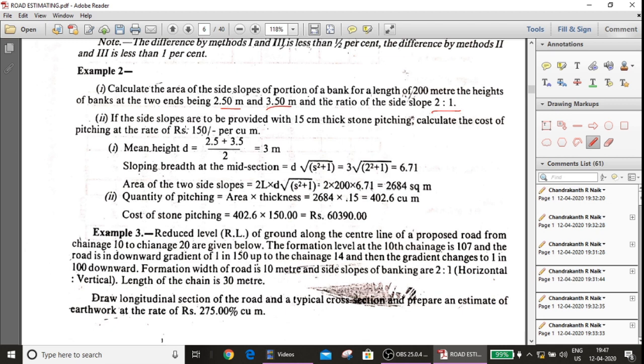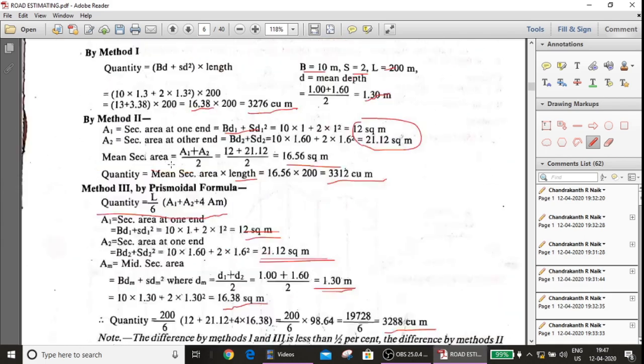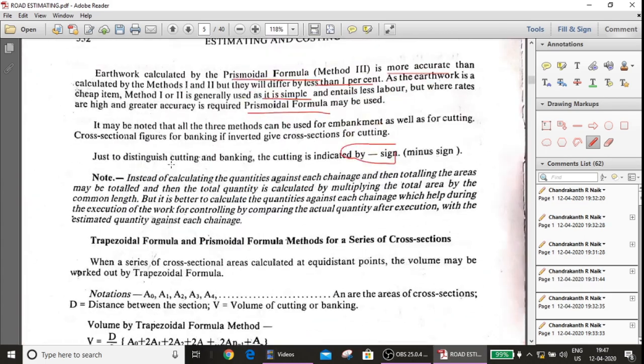Fine. If the side slopes are to be provided with 15 centimeter thick stone pitching, calculate the cost of pitching at the rate of rupees 150 per cubic meter. So first, what we have to find is the area of the side slopes. We directly have the formula here.